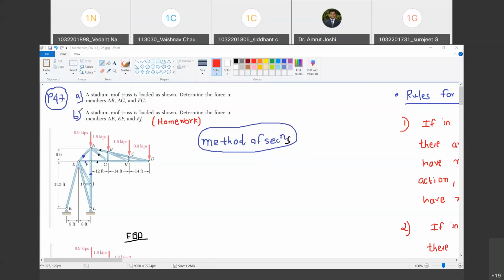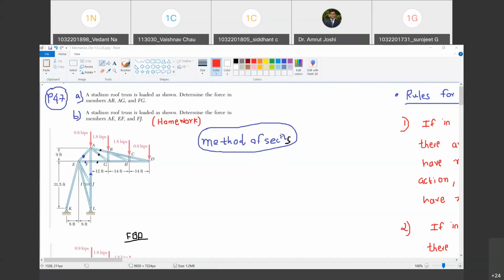A stadium roof truss is loaded as shown. Determine the forces in members AB, AG, and FG. B part: A stadium roof truss is loaded as shown. Determine the forces in members AE, EF, and FG. So there are a total of 6 members in which we have to find the forces. Part A has 3 members, Part B has 3 members. Are you with me? Yes, sir.